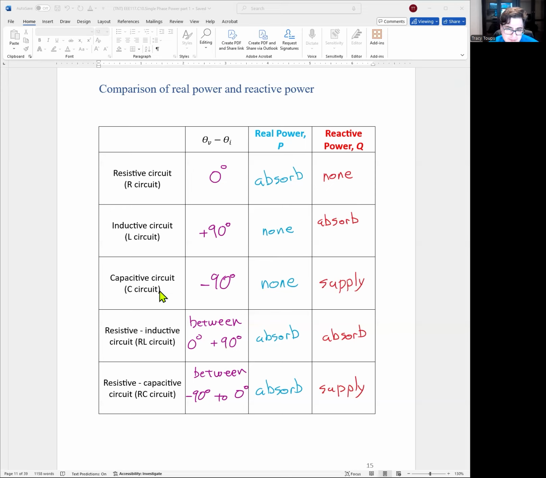If you have a capacitor in the circuit, the phase angle difference between the voltage and the current will be negative 90 degrees. Again, no real power P is being absorbed, and then you're supplying reactive power Q into the circuit. Okay.